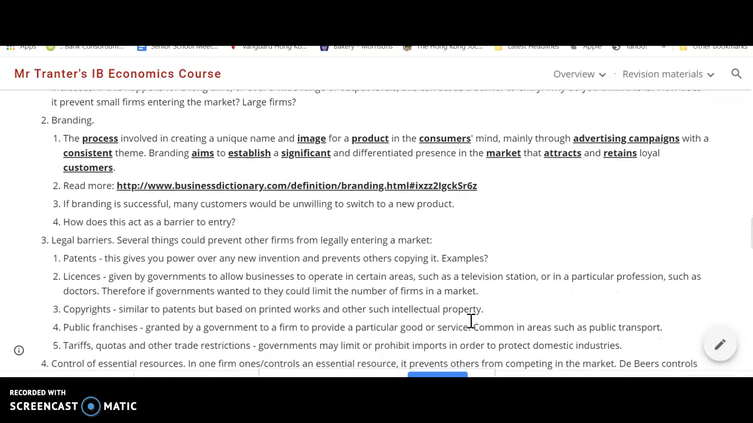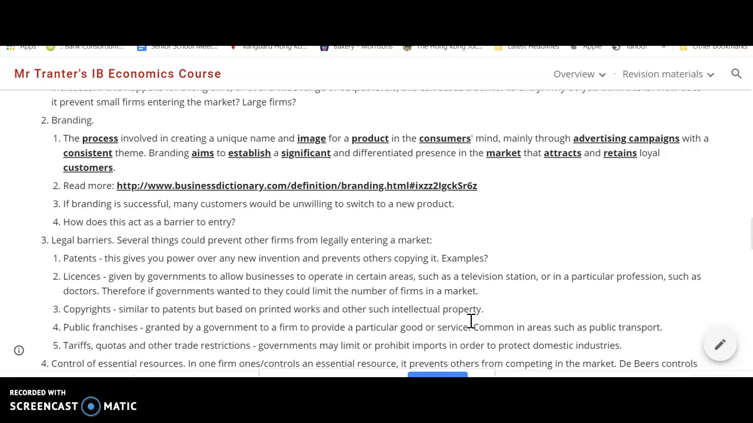Branding is also a barrier to entry. So what exactly is branding? As it says there, we've got a definition. The process involved in creating a unique name and image for a product in the consumer's mind, usually for advertising campaigns with a consistent theme.